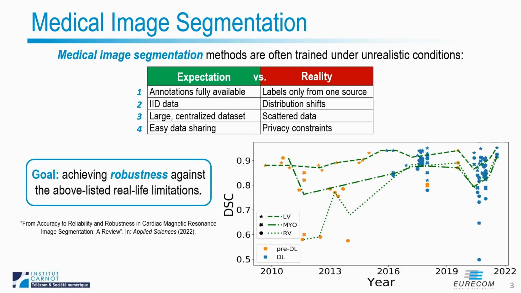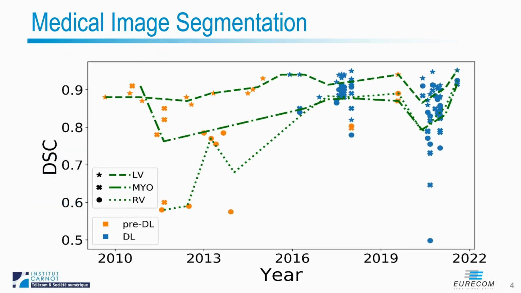The goal of my PhD was to achieve robustness against the limitations I just explained. In a first journal paper published in 2022, we showed this plot to highlight the symptoms of performance stagnation and poor robustness in cardiac segmentation. We can see in this plot how accuracy increases after the advent of deep learning, but then stops and even drops in 2021. That happened during the multi-center, multi-vendor and multi-disease segmentation challenge, whose goal was to expose the participants to some of the 4 problems I just explained to you.